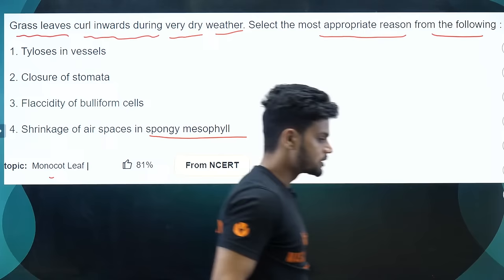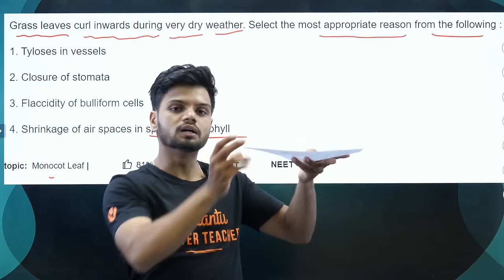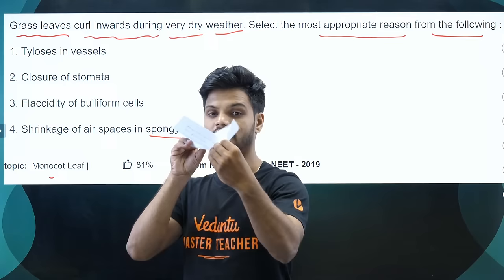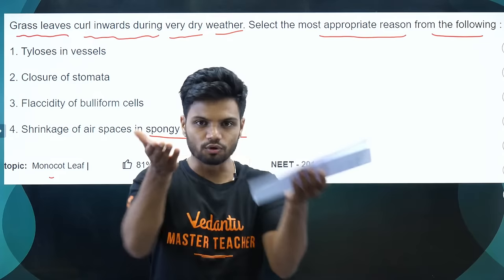Students, listen to me very carefully. Understand the concept. You will notice this mostly in your monocots. Have you noticed the curling of the leaf will not be like this. The curling will be like, if this is a leaf, the leaf will get curled like this. Have you noticed your wheat leaf, or any type of monocot leaf, they curve like this?